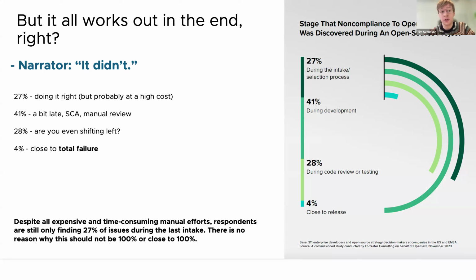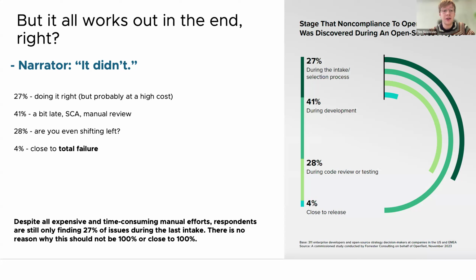28% of respondents found it during code review or testing, and that's way too far. Then it's missed all the extra steps. Maybe they don't even have an SCA tool at all, and that's just very expensive and very time consuming. And 4% responded that they found it close to release. This means that they haven't found it until the very last moment, and they're going to have to redo or rethink everything up till that point.